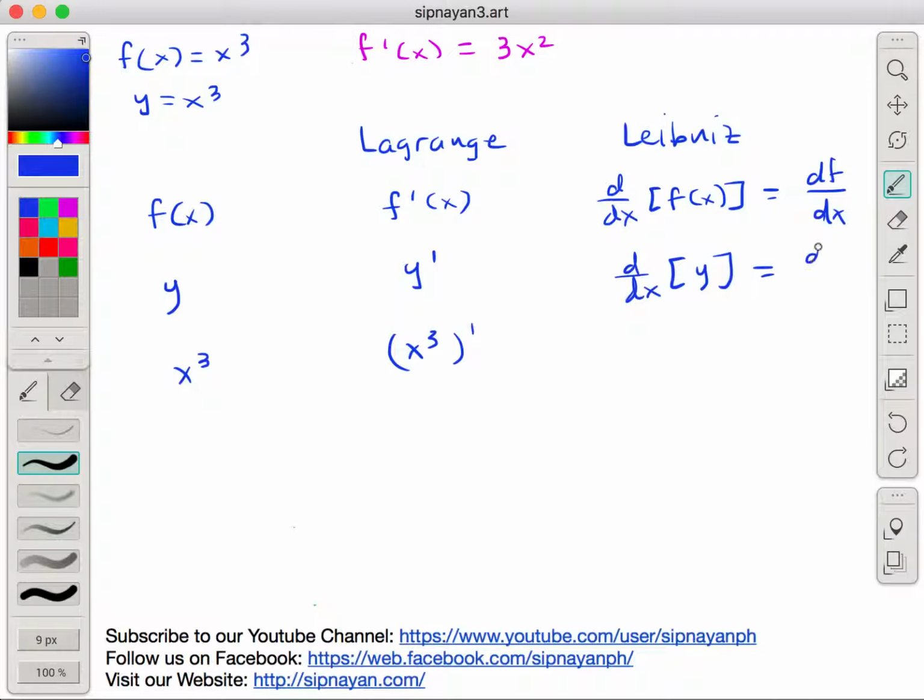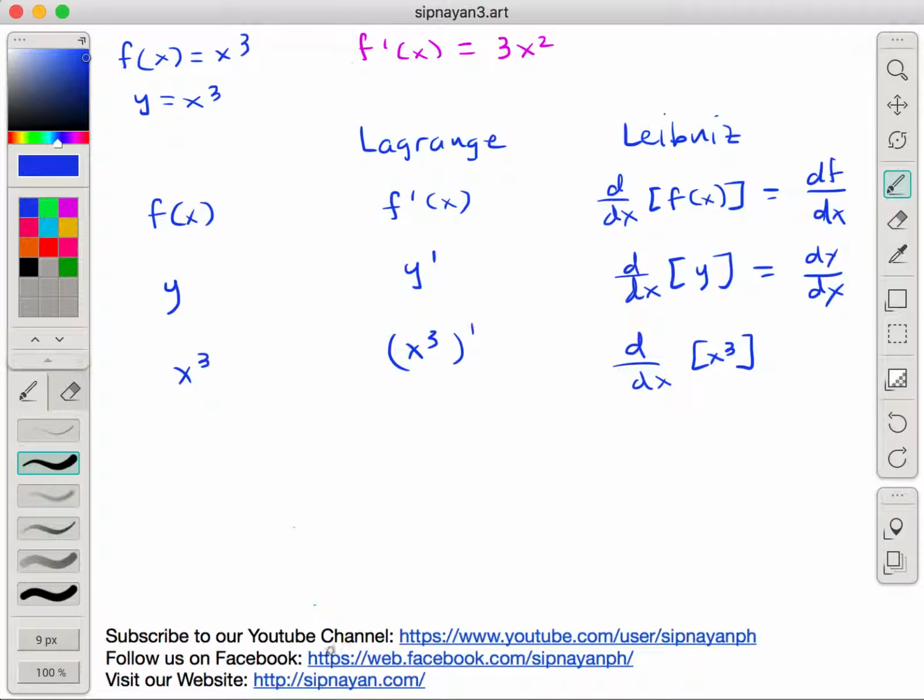Or this is equal to dy dx. And then pag expression naman, d dx of x cubed. So puro may d dx siya. Kaso pwede natin isulat ng ganito para mas maikli.